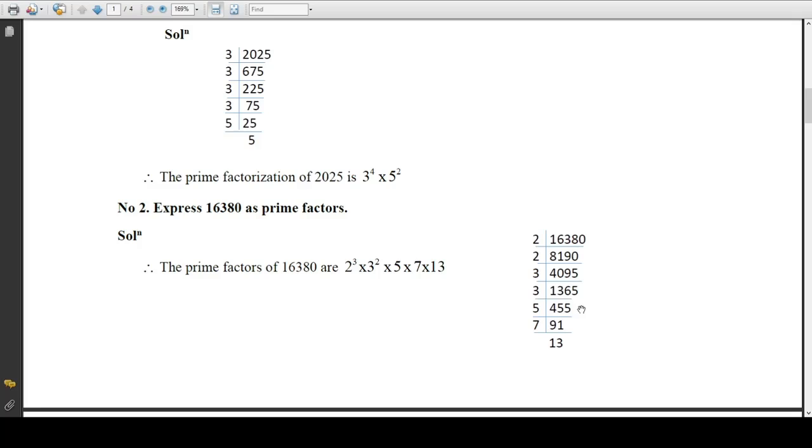Okay, 455. If you try to divide by 3, you will not be able to do it. So you go by the next prime, which is 5. 5 9s are 45, 5 1s are 5. And then this 91 cannot be divided by 5. You go by the next prime, which is 7. 7 1s are 7. Then remainder 2 with 1, 21, 7 3s are 21. Okay. Hence the prime factorization of this given number: 2 how many times? 2 times. 3 how many times? 2 times. 5, 7 and 13.